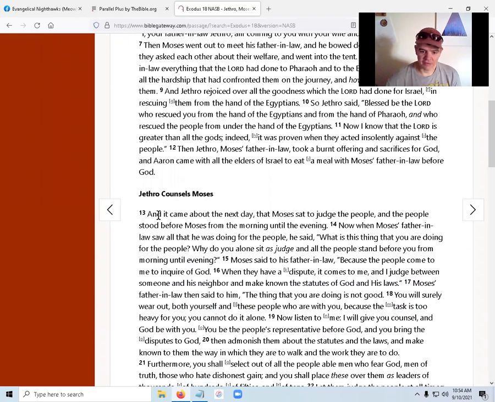Oh, here's some law stuff. It came about the next day that Moses sat to judge the people. The people stood before Moses from morning until evening. Now, when Moses' father-in-law saw what he was doing, he said, what is this thing you're doing for the people? Why do you sit alone as judge with all the people standing from morning until evening? Moses said, because the people come to me to inquire. When they have a dispute, they come to me. Moses' father-in-law said to him, the thing you are doing is not good. You will surely wear out both yourself and these people.